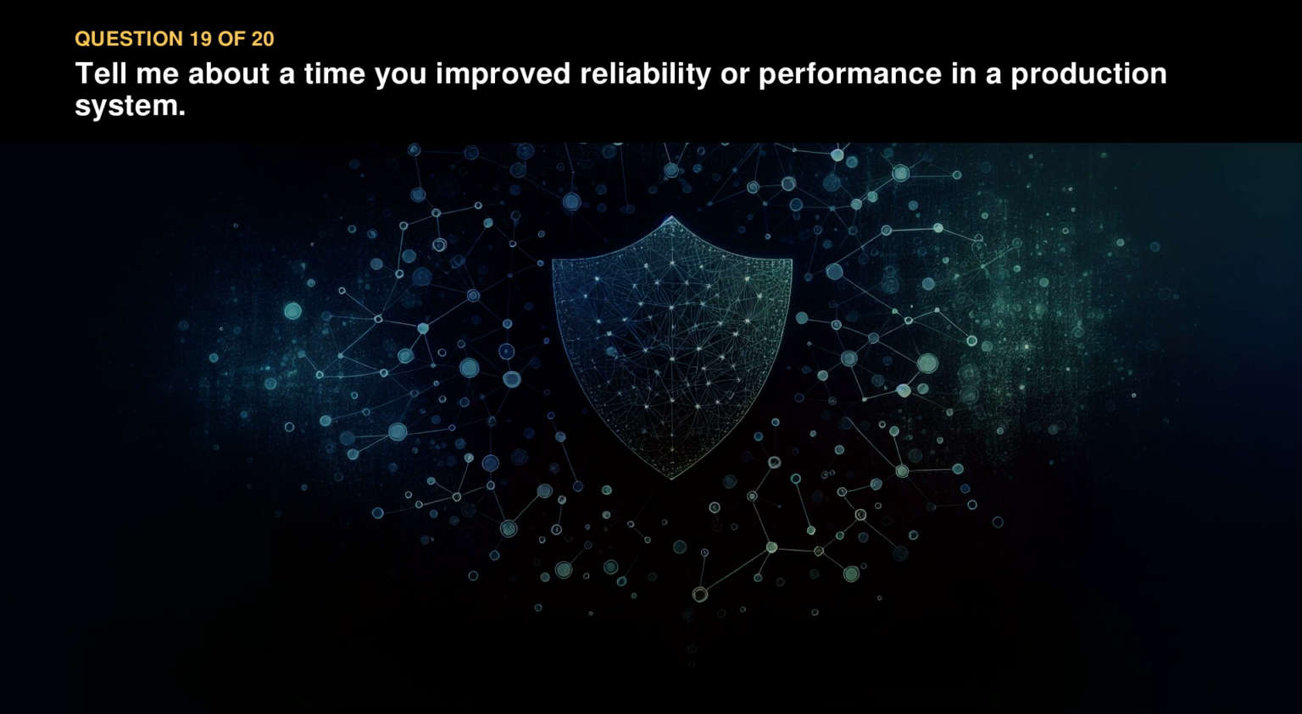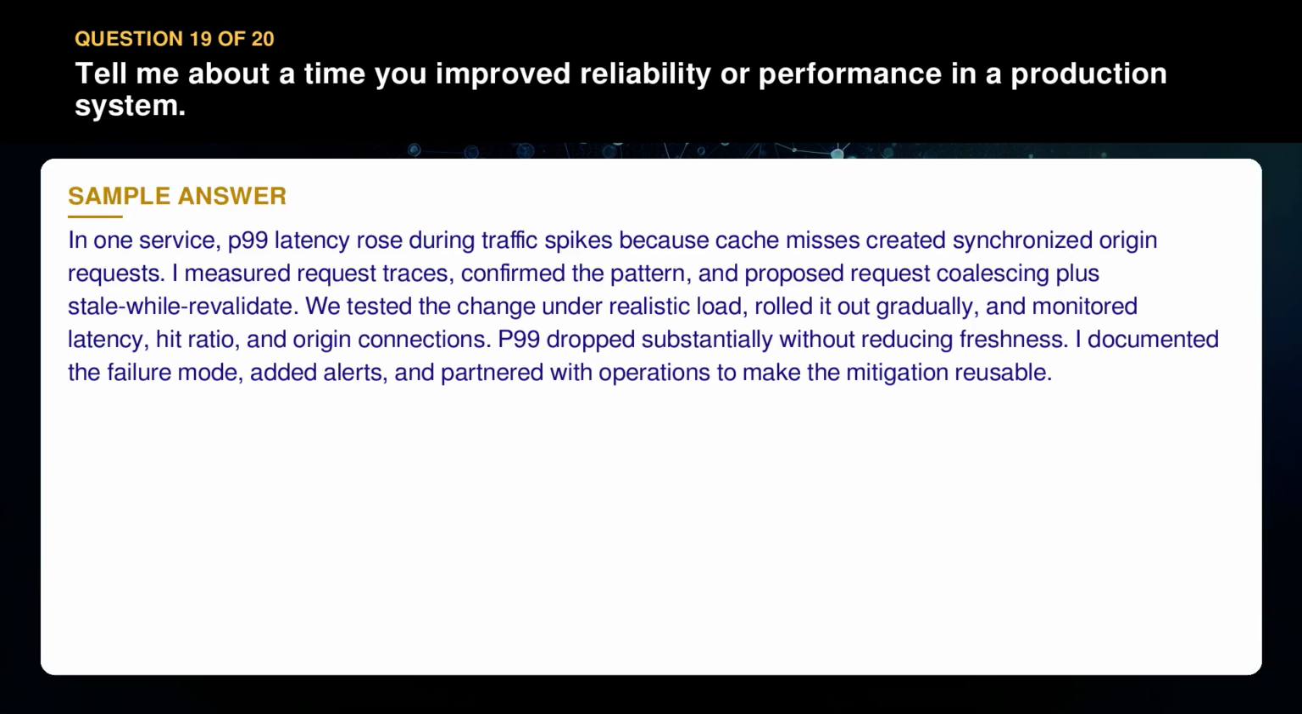Question 19. Tell me about a time you improved reliability or performance in a production system. In one service, P99 latency rose during traffic spikes because cache misses created synchronized origin requests. I measured request traces, confirmed the pattern, and proposed request coalescing plus stale while revalidate. We tested the change under realistic load, rolled it out gradually, and monitored latency, hit ratio, and origin connections. P99 dropped substantially without reducing freshness. I documented the failure mode, added alerts, and partnered with operations to make the mitigation reusable.